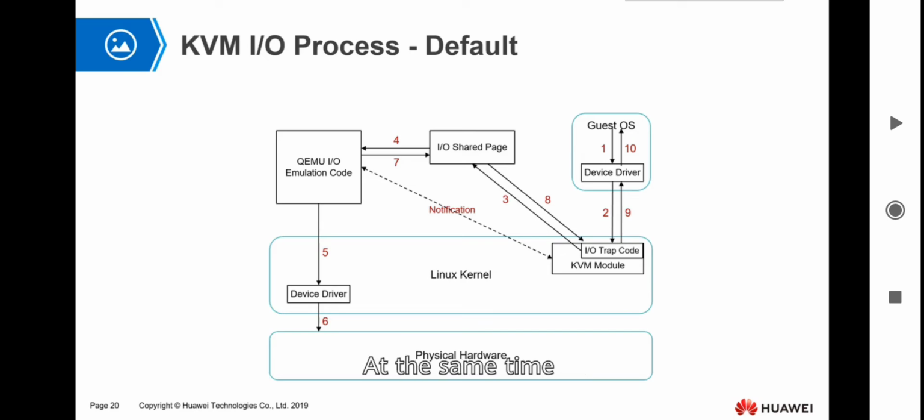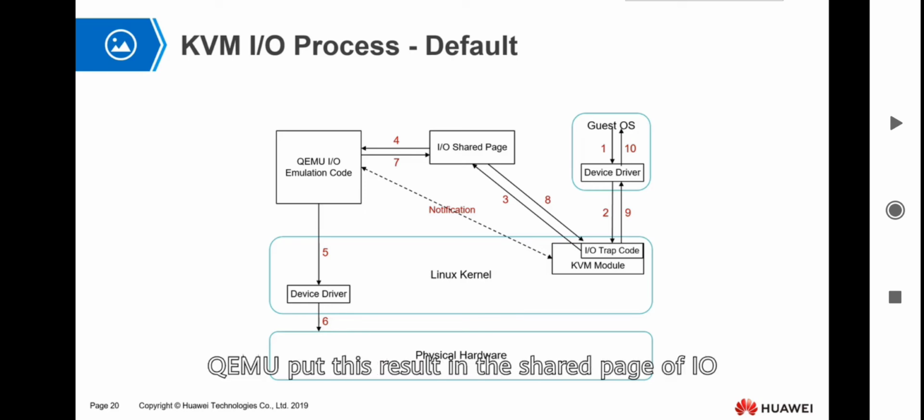At the same time, it tells QEMU that we have an I/O request for processing here. Then, QEMU also goes to the share page of I/O to get the request. After getting it, it will take a close look at what the I/O request should do, then simulate according to the I/O request, and then send the request to the real device driver.